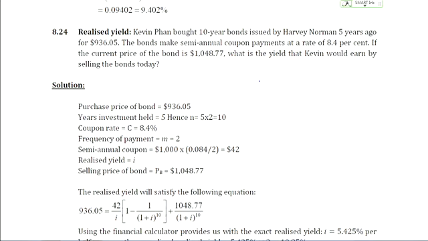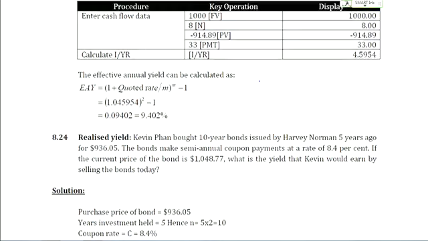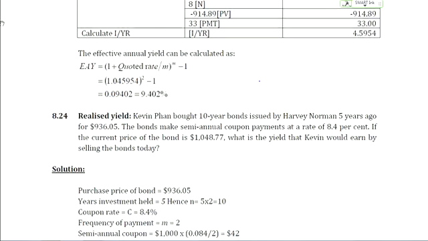Is it clear? So now you can see that your timeline will be different because that investor is not going to keep the bond to maturity. He's not going to receive all of the cash flow from the bond. Make sense? So we do that here. Just see whether we can get the answer. Kevin Fan bought 10-year bonds issued by Harvey Norman 5 years ago. Just read that slowly. For 936.05.